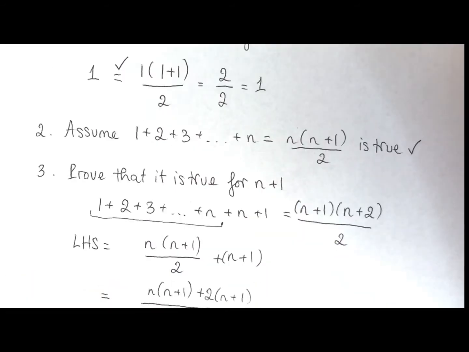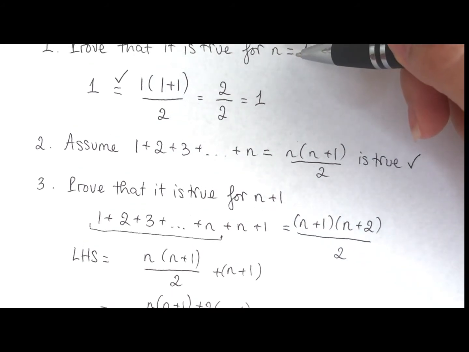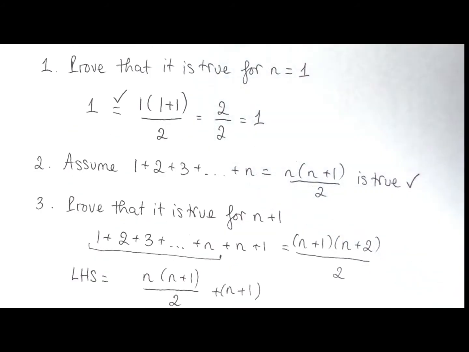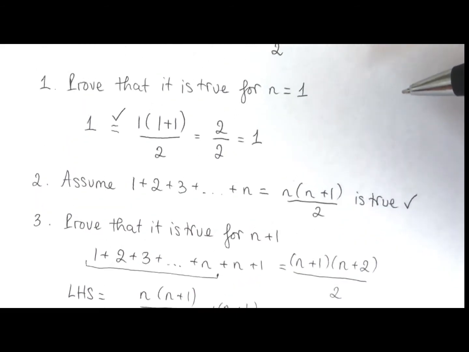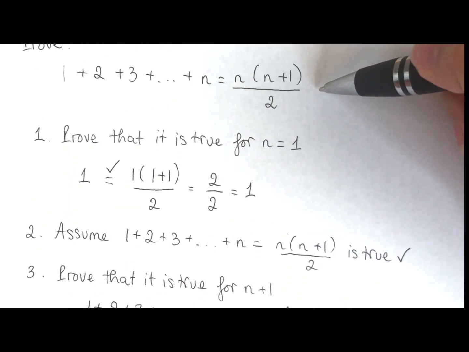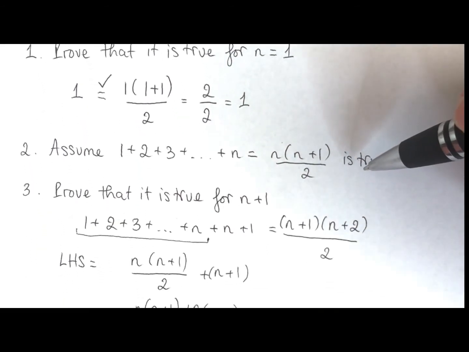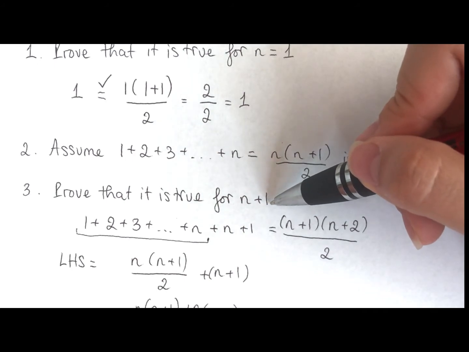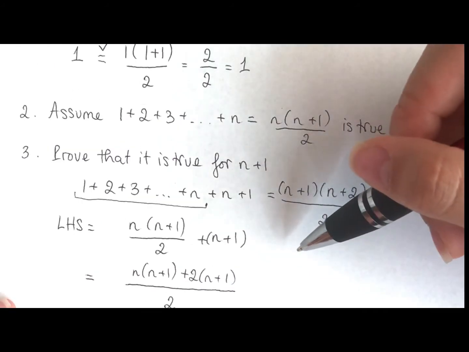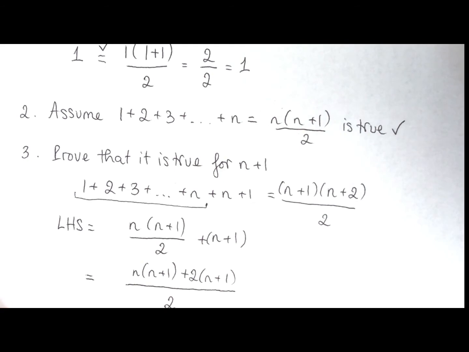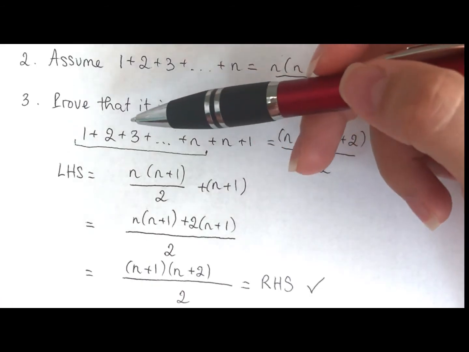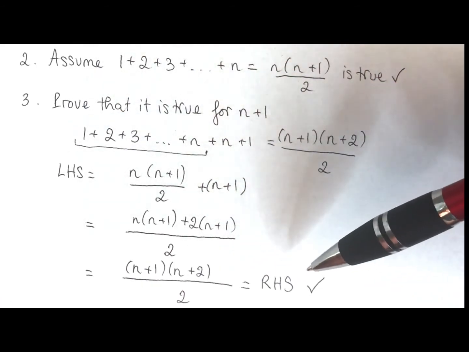And that's it. So again, the 3 steps of math induction are proving that it is true for n equals to 1. The second one is that assume whatever it gives us is true. And then the last one is proving that it is true for n plus 1. Whenever you get to the third step, look back to the second step and see what you can use from there. Then you're just proving that one side is equals to the other side.